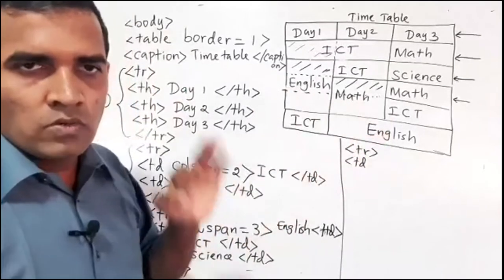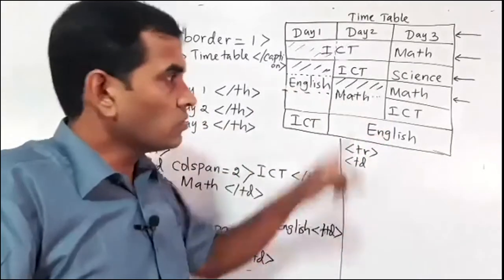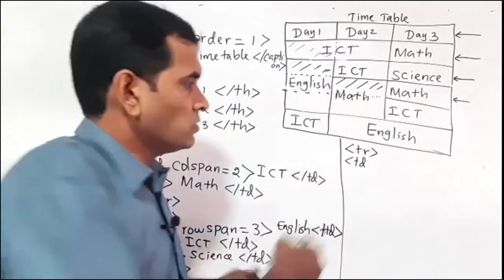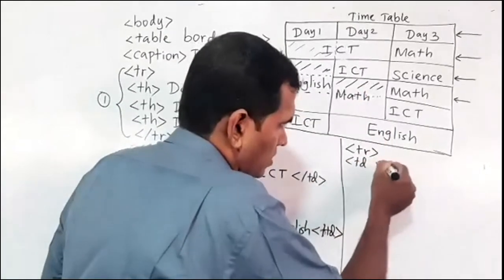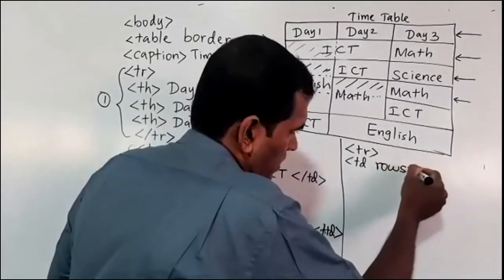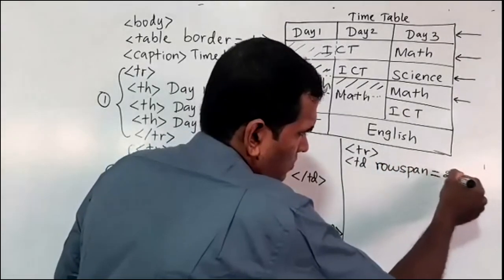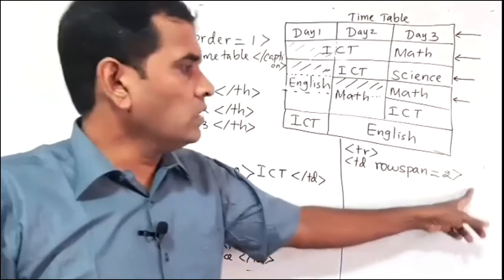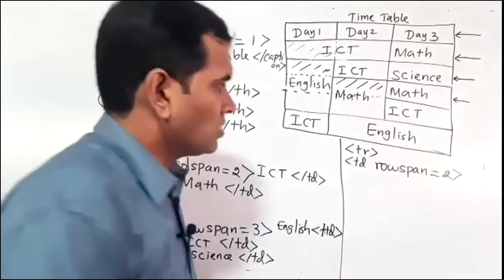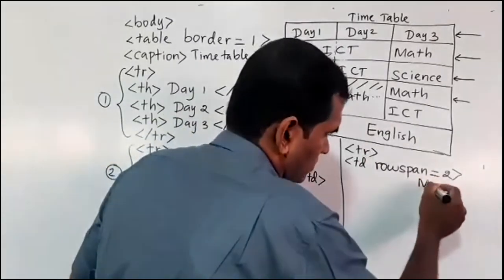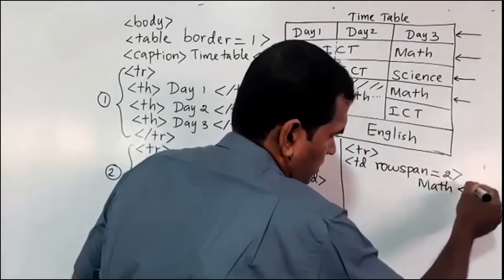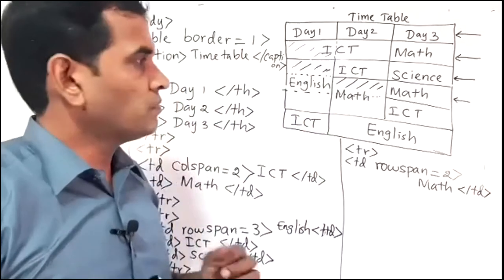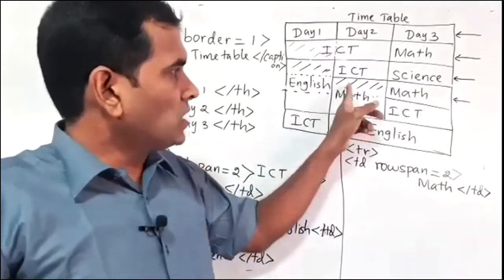Okay, so here also we have to use row span because these two cells belong to two different rows. Okay, so TD row span equal to 2, because two cells are merged. And now give the content. What's the content? Math, right? So you can type math and close the TD. Okay, close the TD. Now this cell is okay.